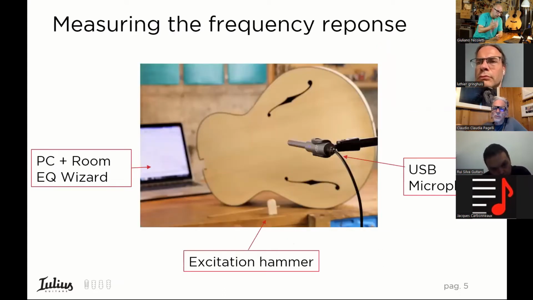Okay, we usually use an excitation hammer. And with this little hammer, which is a rubber, of course, we supply energy to the soundboard with a very quick and small hit. And with the software that we have installed in our computer and a microphone, we can measure via the FFT the spectrum content of that impulse.